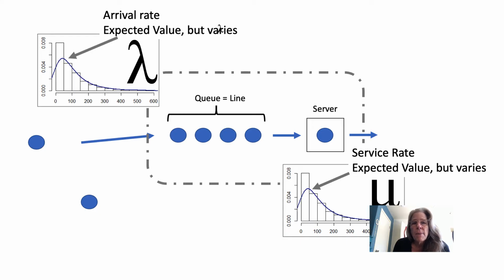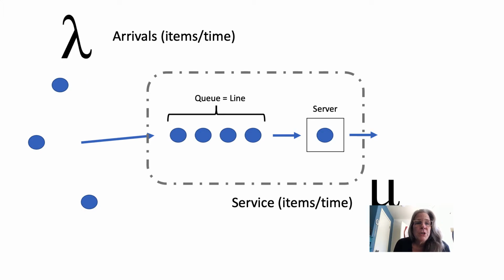So we can think about these things as distributions. Like sometimes there are two people that arrive together, and then sometimes there's like 10 minutes until the next person arrives. And then in the service rate, sometimes the service takes 10 seconds and sometimes it takes 3 minutes. So there's a variety, a distribution of the service rate. So what we do is we have these lambda and mu where the arrivals are expressed in items per unit time and the service is also expressed in items per unit time.